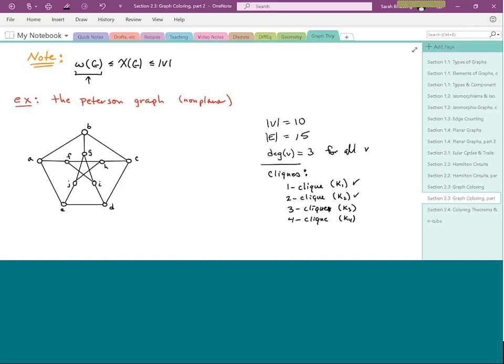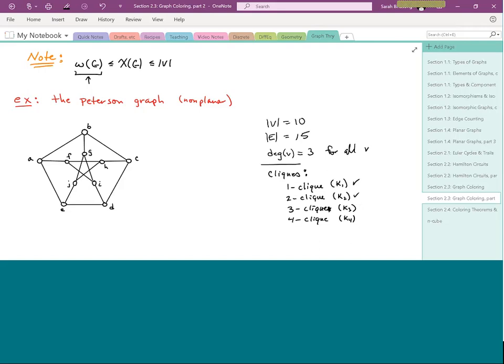So remember, 3-cliques looked roughly like what? Anybody remember? We were trying to find a copy of K3. Yeah, it looked like triangles. So what do you guys see? Do you see anything that looks like a triangle the way these edges are put together in this Petersen graph?